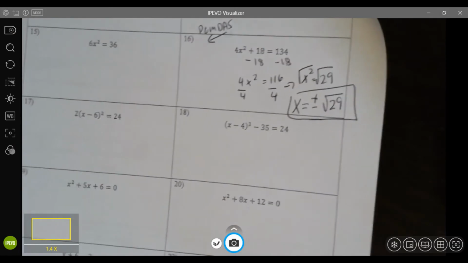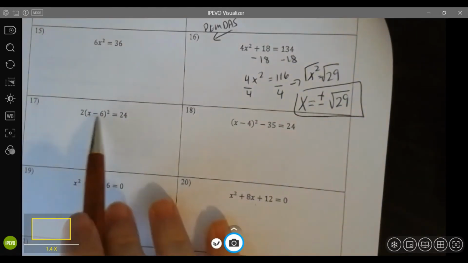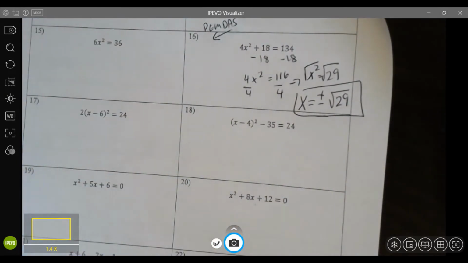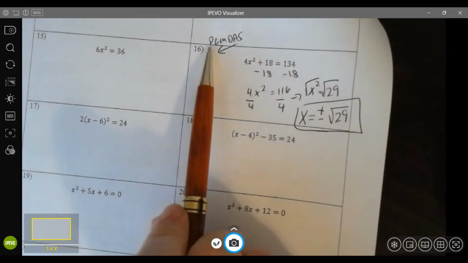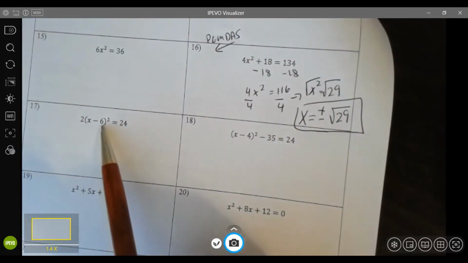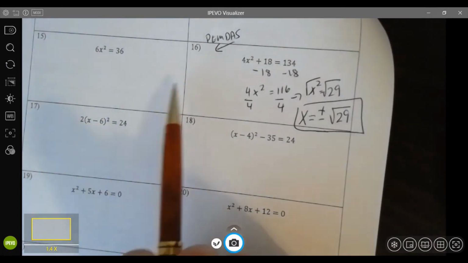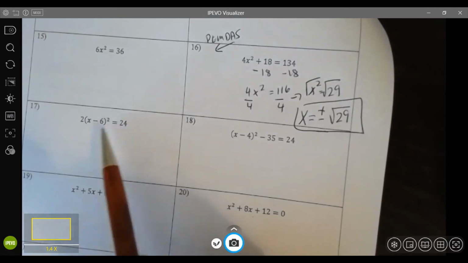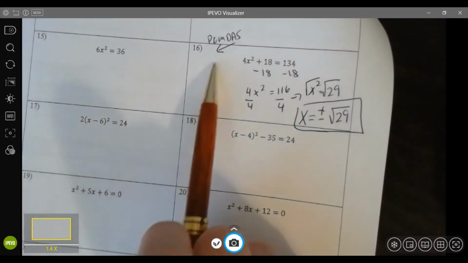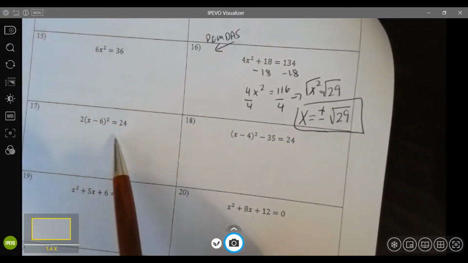Let's also go ahead and take a look at number 17. So notice in 17, I have 2, and then inside parentheses x minus 6 squared equals 24. So again, go to your order of operations, PEMDAS, and we're doing that backwards. So there is no addition and subtraction on the outside of the parentheses. So we do not add 6 first because the 6 is inside parentheses, and parentheses always go last. So there's nothing to add or subtract at this point.